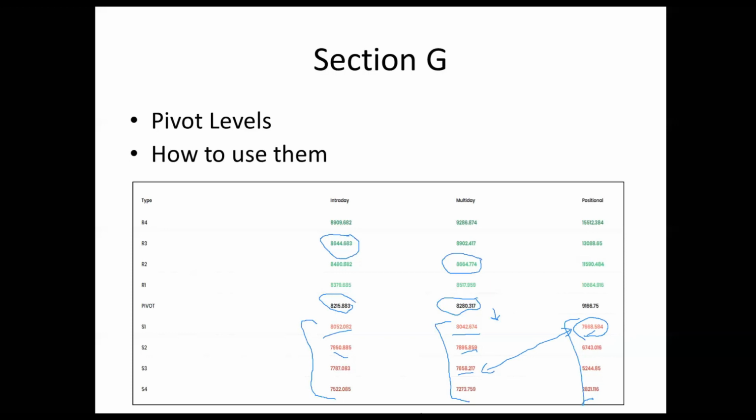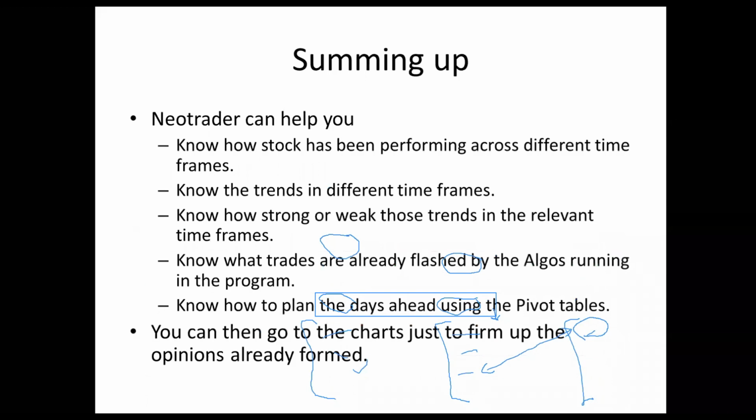Right, so using Neotrader this way, you come to a conclusion that using the various sections that you have, what Neotrader can help you do is know how the stock has been performing across different time frames. We saw that in section A and section B. Know the trends in different time frames. So we saw how those trends could be differentiated by looking at the Ichimoku in section B. Now you looked at the scores also in section C. Know how strong or weak those trends are in those relevant time frames.